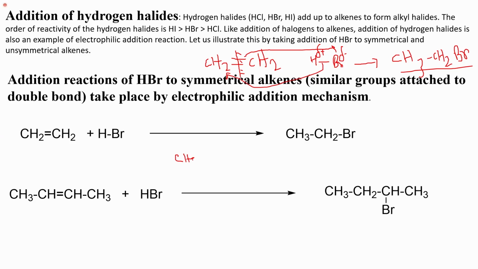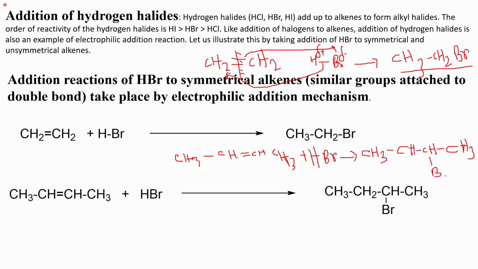So suppose you have CH3, then CH, CH3, CH double bond, and then CH, and then CH3 molecule. Now you are adding an HBr molecule there. Now what are you generating? H is here and Br is here. Now CH3, CH, CH, and then CH3. So here it is bromine, and here it is hydrogen. So now you are generating the H and Br addition product.